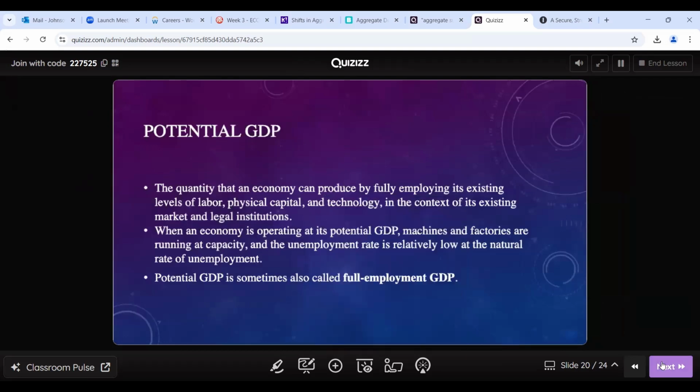Potential GDP is the quantity that an economy can produce by fully employing its existing levels of labor, physical capital, and technology in the context of its existing market and legal institutions. When an economy is operating at its potential GDP, machines and factories are running at capacity, and the unemployment rate is relatively low at the natural rate of unemployment. Potential GDP is sometimes called full employment GDP.